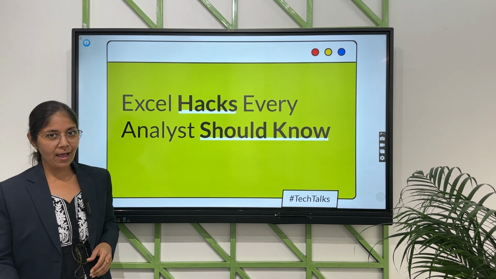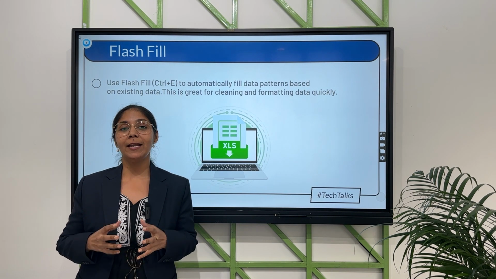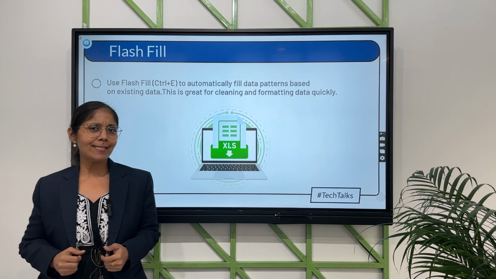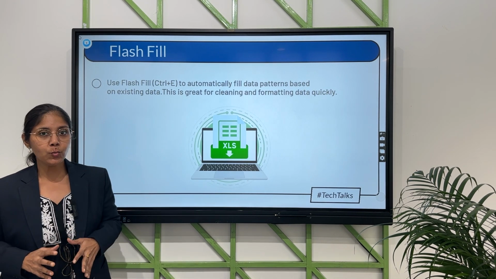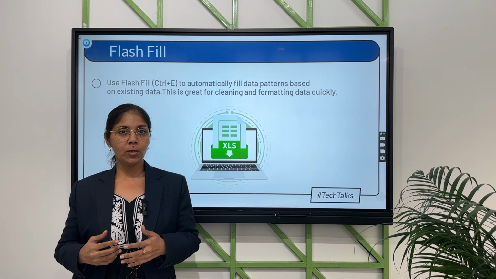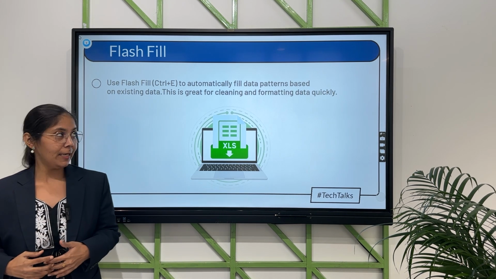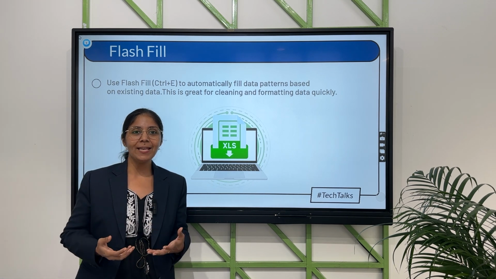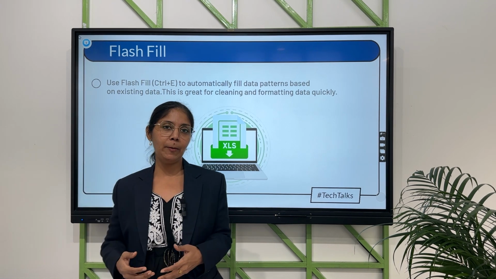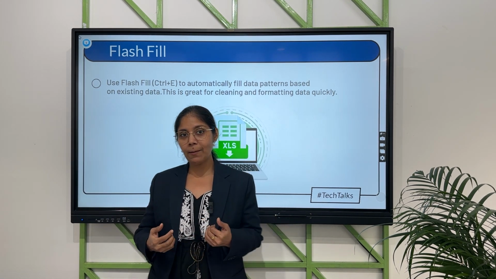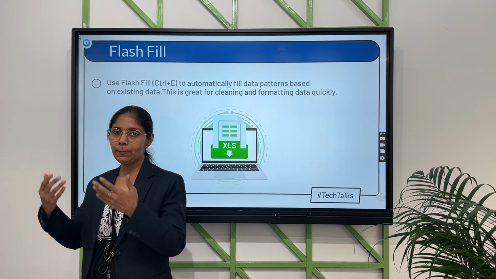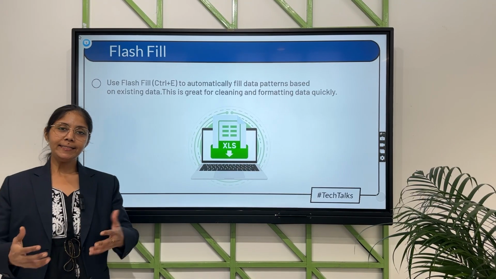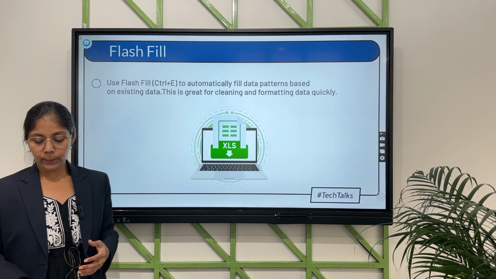The first major hack that we will be exploring here is flash fill. So what exactly is flash fill? Flash fill, which can be accessed using the shortcut key Control plus E, is used to automatically fill the data pattern based on some examples that I give to Excel. The same examples will be replicated in my upcoming rows. Now let's see a demo of how it can be implemented.